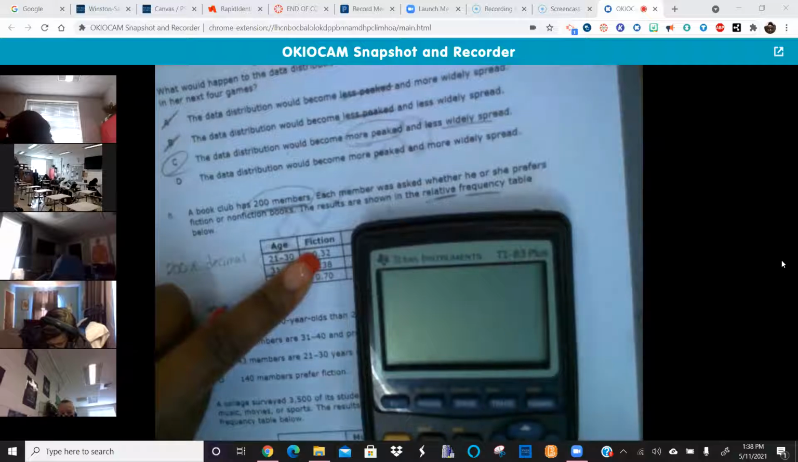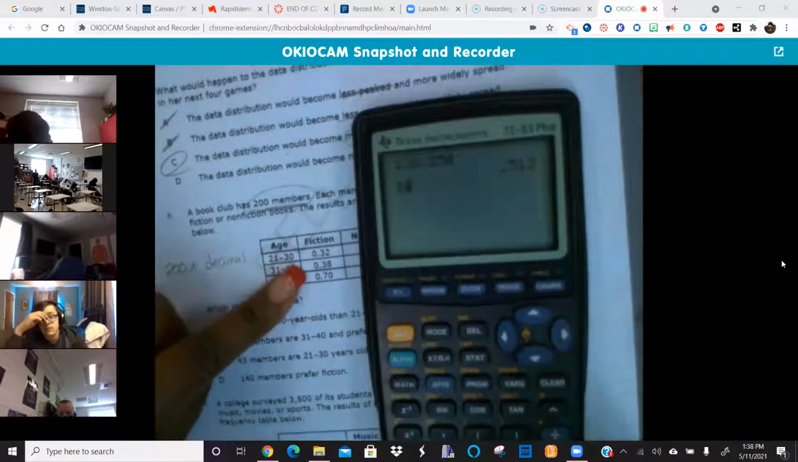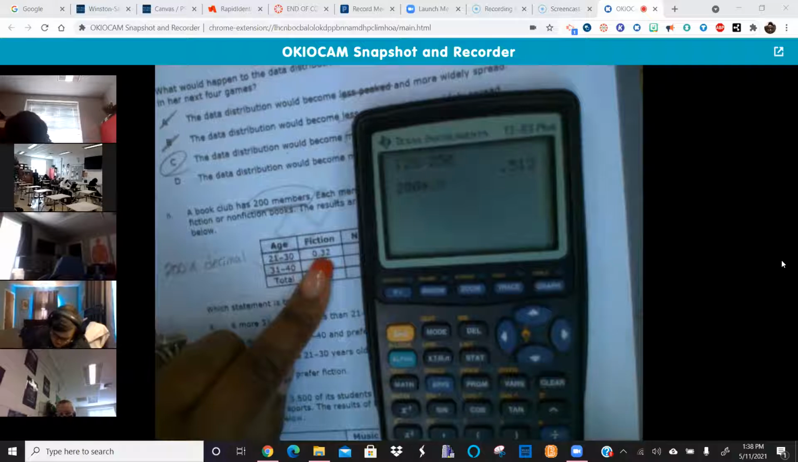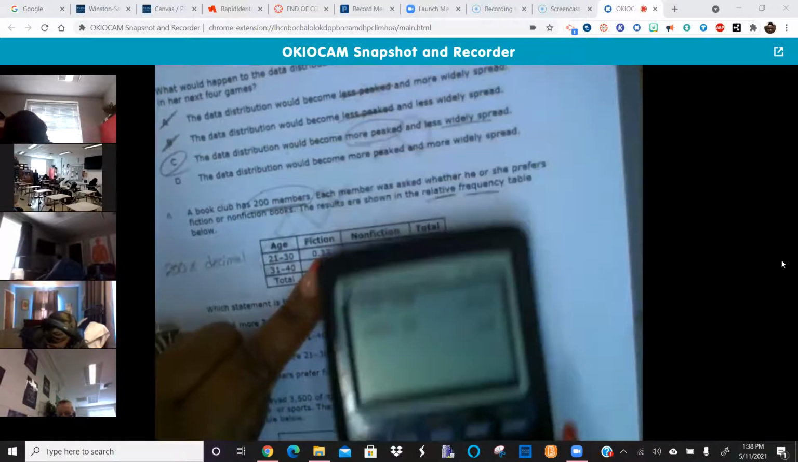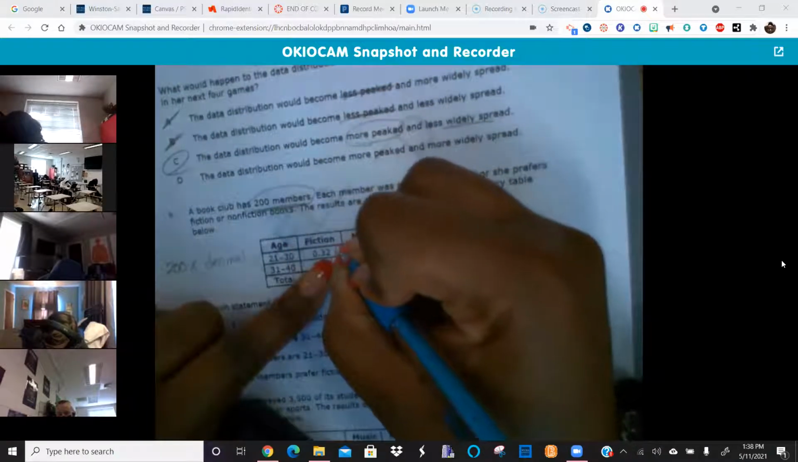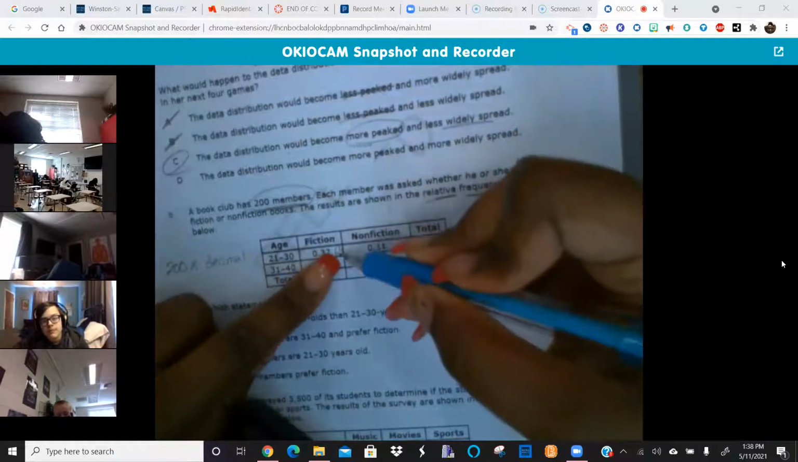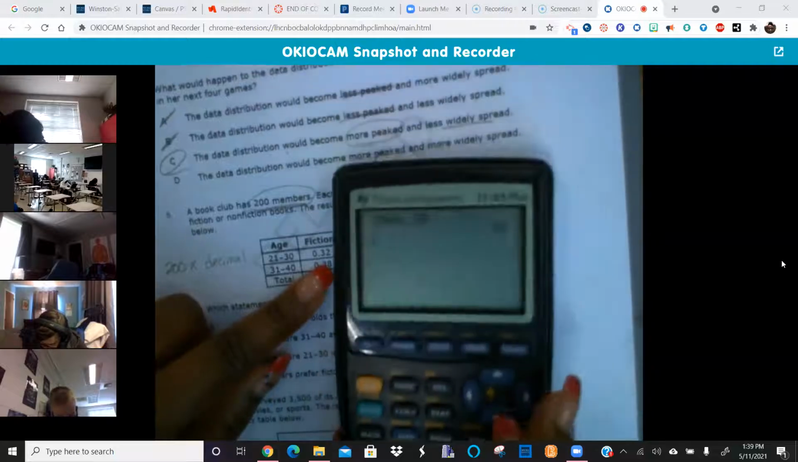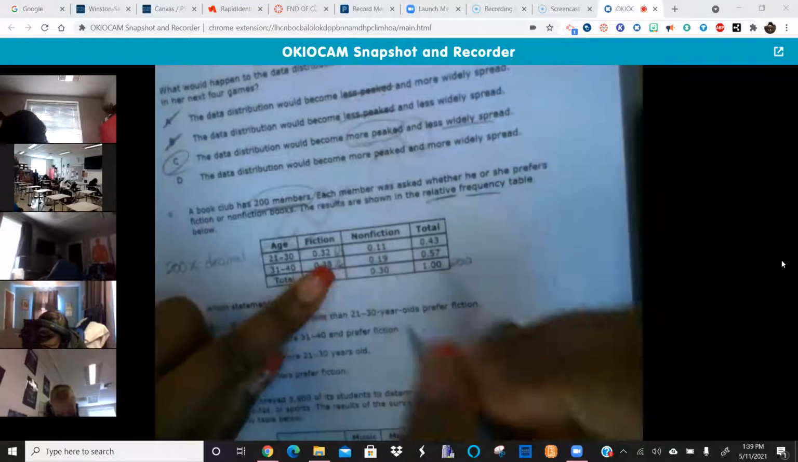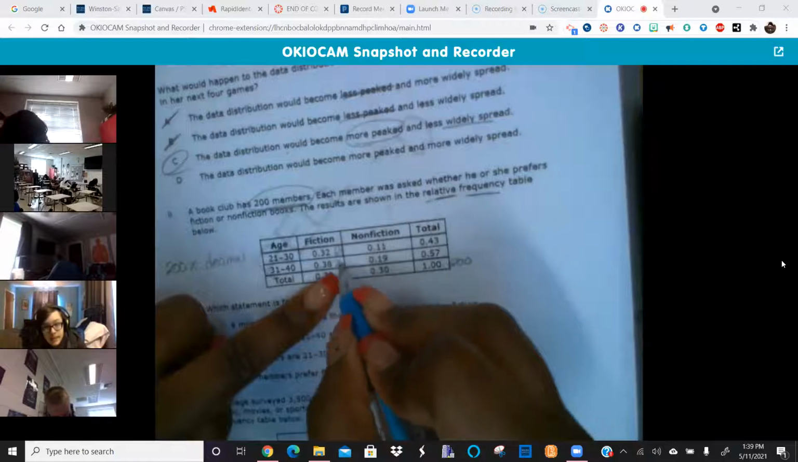Okay, so let's do that. We have 200 times this 0.32, which is 32%, and that gives us 64 people in this category. 64 people that are in this age range that like fiction. Okay, then let's do this one. Look, you got 200 again times 38%. Okay, this is basically a decimal written as a percent. And that gives you 76 people. And I could add this up to get the total.